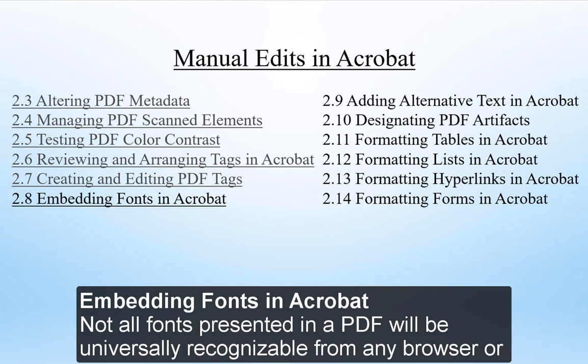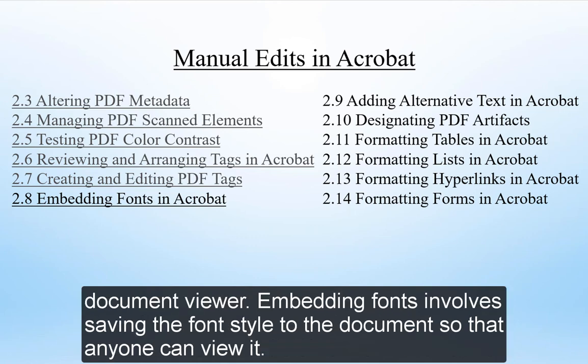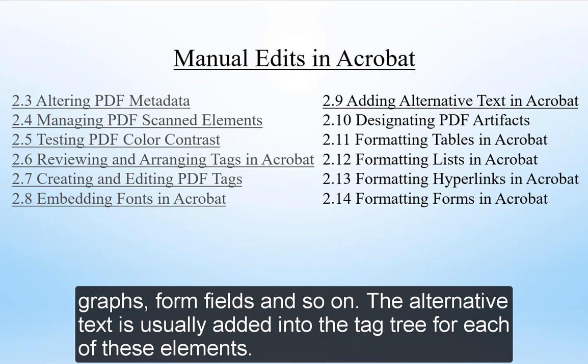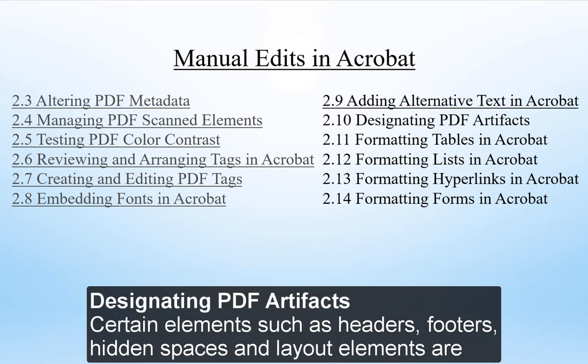Embedding fonts in Acrobat. Not all fonts presented in a PDF will be universally recognizable from any browser or document viewer. Embedding fonts involves saving the font style to the document so that anyone can view it. Adding alternative text in Acrobat. Alt text is used to provide a text equivalent to any non-text information such as images, graphs, form fields, and so on. The alternative text is usually added into the tag tree for each of these elements.